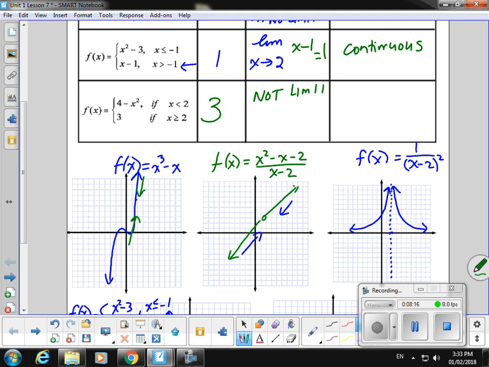So we could write that as the limit as x approaches 2 from the right would have a value of 3. The limit as x approaches 2 from the left, putting a 2 in there, would be 0. So it is discontinuous at that place, and there is no limit. So we have all those possibilities.